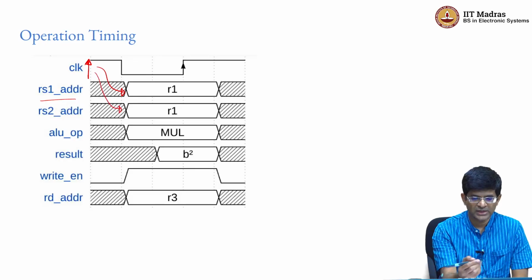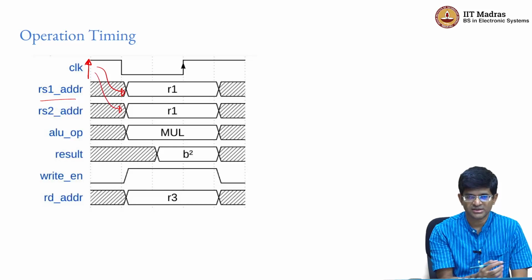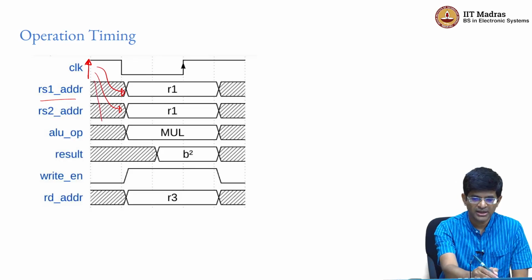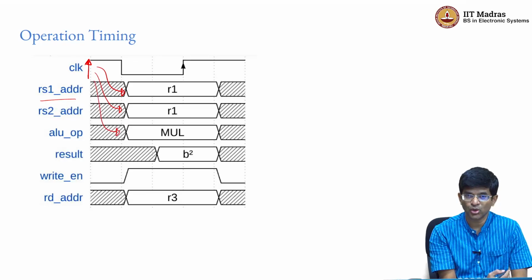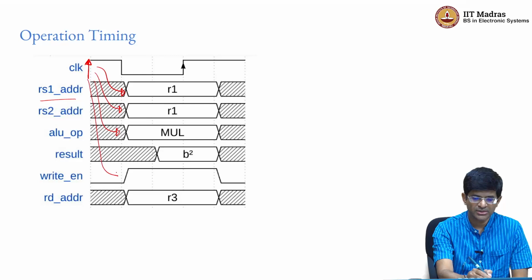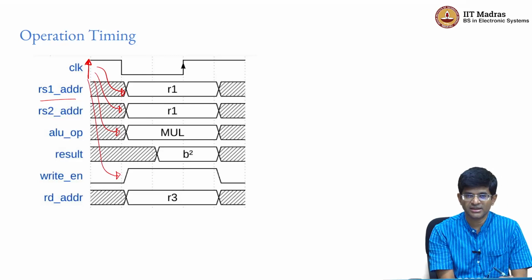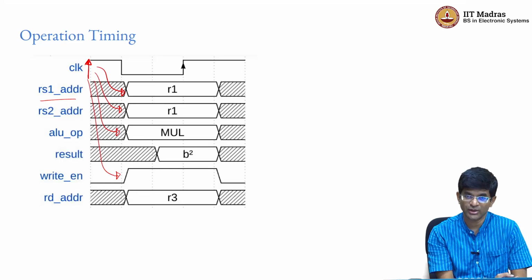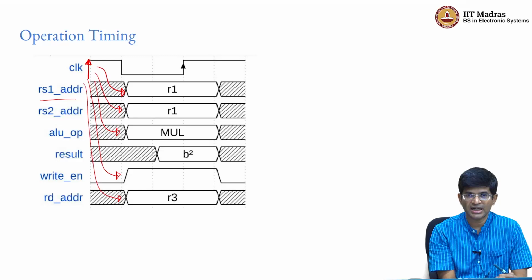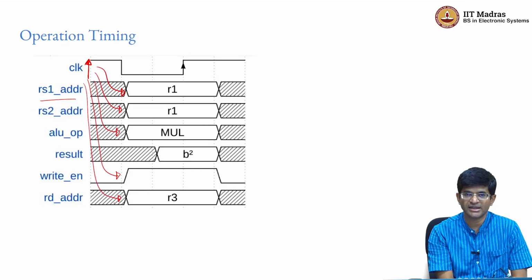Similarly, in more or less the same time, because I can assume that it's the same kind of logic used in both of those cases, RS2 address also gets the value R1. Similarly, the ALU operation will get a code, the 10 code, which we decided on, corresponding to the operation multiply. There is also something that has to determine the write enable signal. In this case, I'm going to say write enable is required because I do need to write my result back into some register. And which register do I need to write into? That is R3, and that is specified in the RD address.